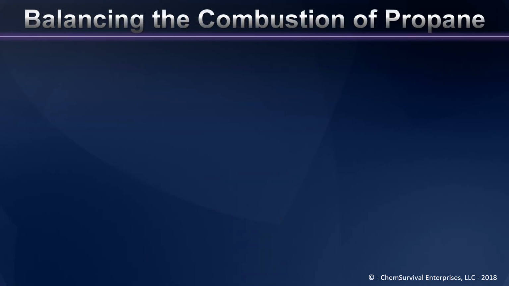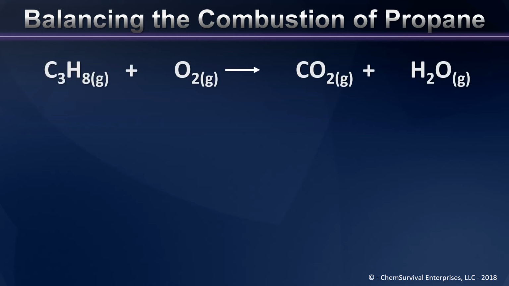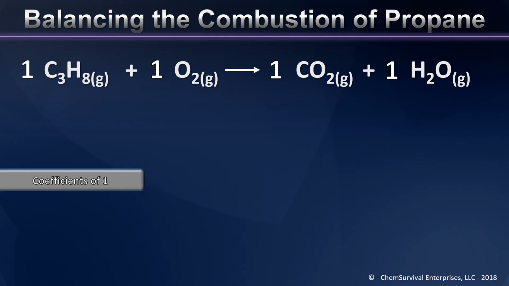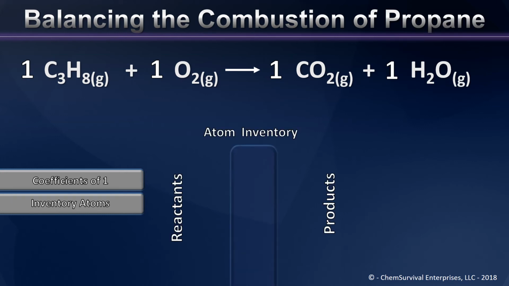Now let's consider one slightly more complicated reaction, the combustion of propane. Propane is C3H8, and when combusted in the presence of O2, it creates carbon dioxide, CO2, and water, H2O. But is this chemical equation properly balanced? Well, to find out, we're going to place coefficients of 1 in front of everything. And now we're going to determine how many moles of each element are on either side. We're going to take our inventory of atoms.